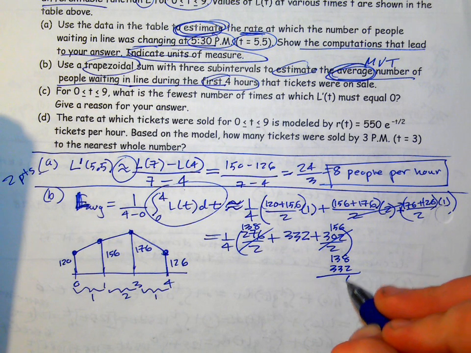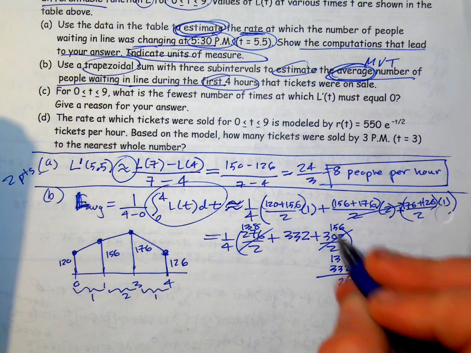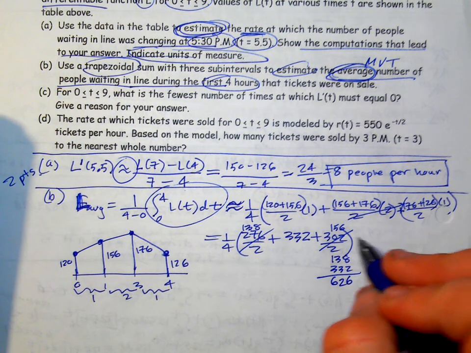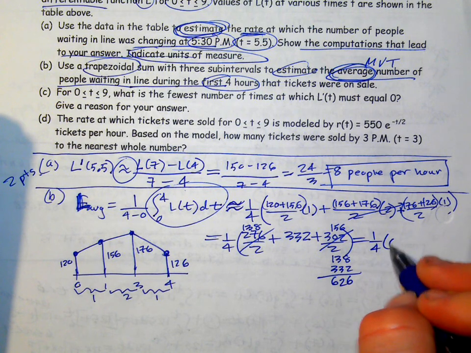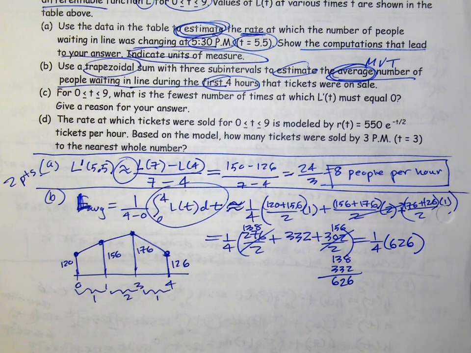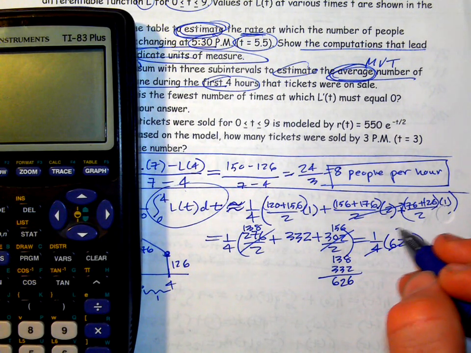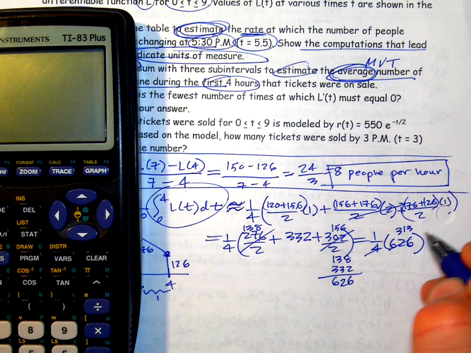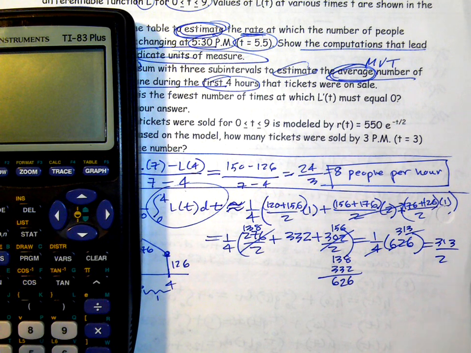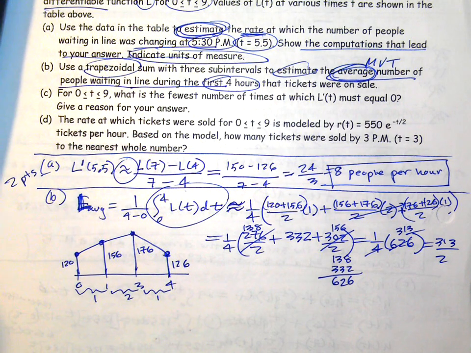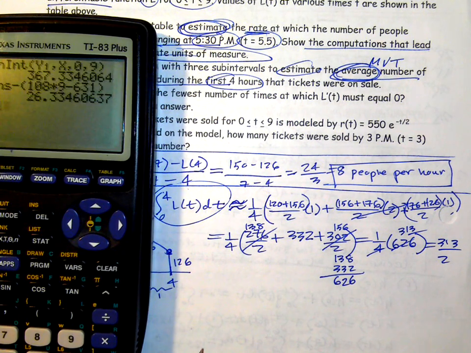10, 16, carry the 1 to 11 is 12, carry the 1 to 5 is 6. So this is 1/4. Don't forget the 1/4. That is from the mean value theorem. We can say, all right, 313 over 2. And I mean, we could put this in our calculator too. 313 over 2. I made a mistake somewhere.